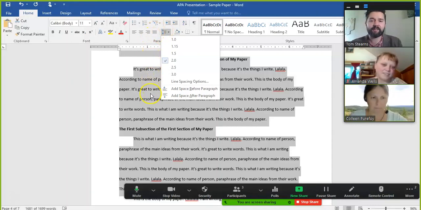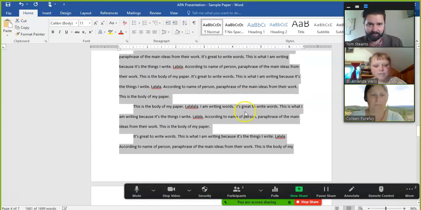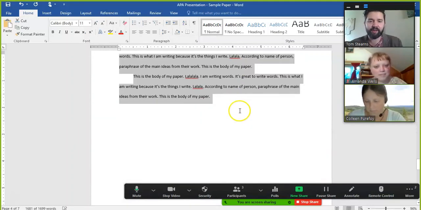If it says add space after paragraph, that's what it should say. And you don't want to add that space. You want to remove it. So, okay, great, good work.